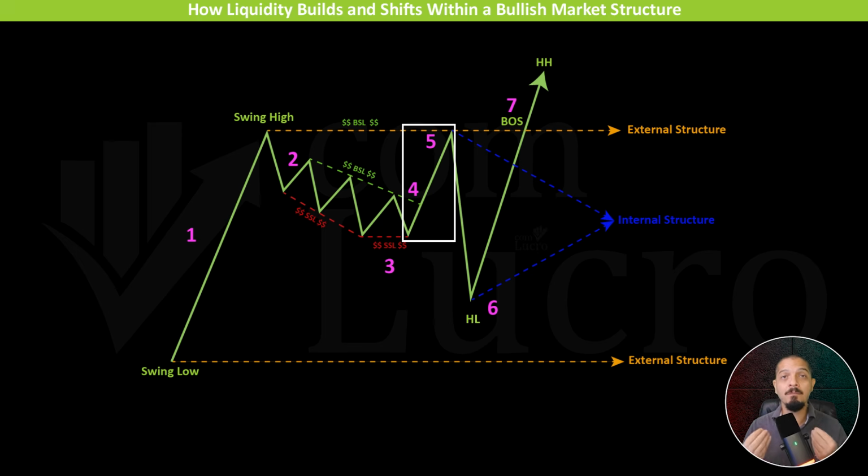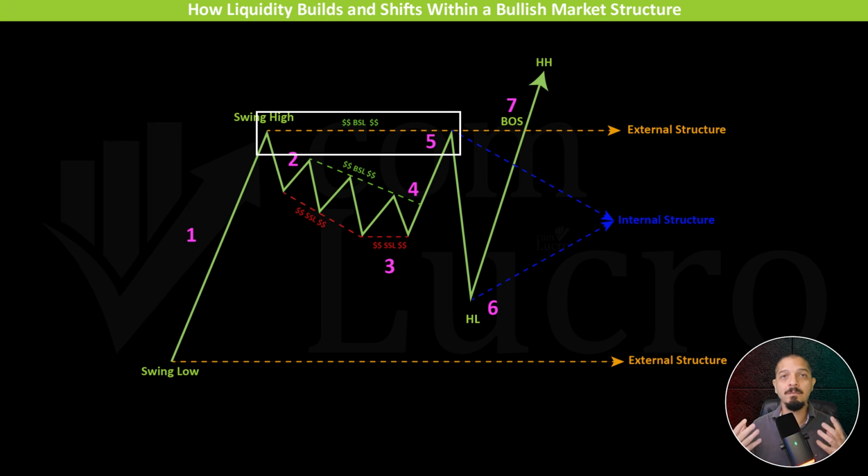Number 4. Breakout of the bearish channel without breaking the swing high. After forming that double bottom, price breaks to the upside, crossing the channel's upper line. This breakout captures internal buy-side liquidity, but notice, it still doesn't break the main swing high. It's a short-term move inside the larger structure.